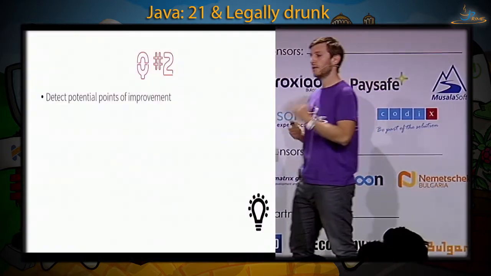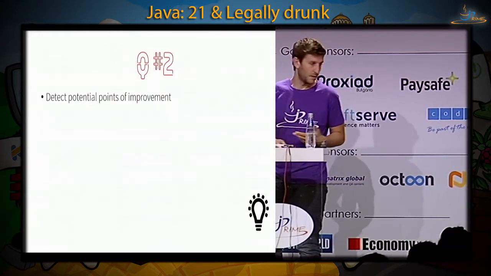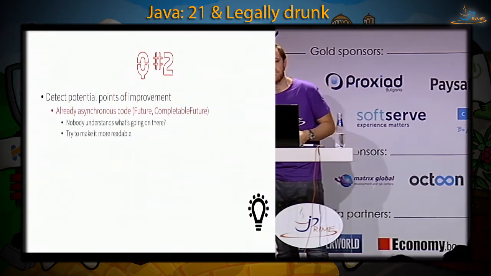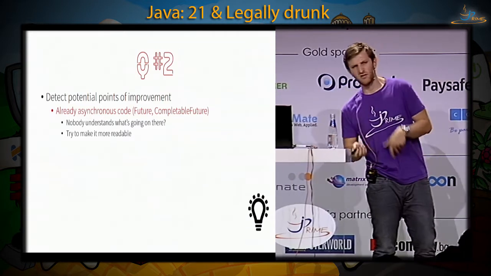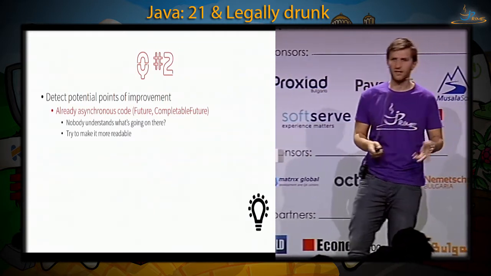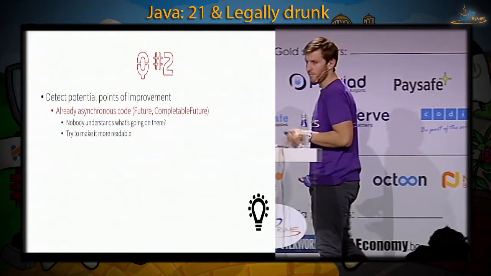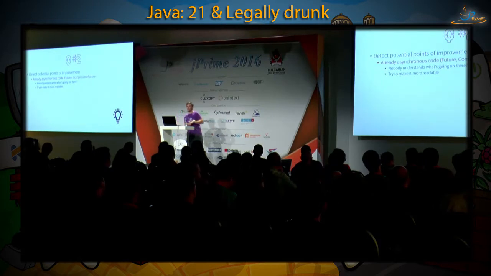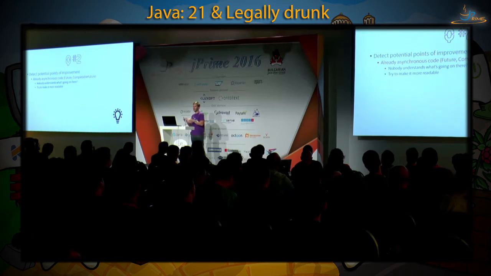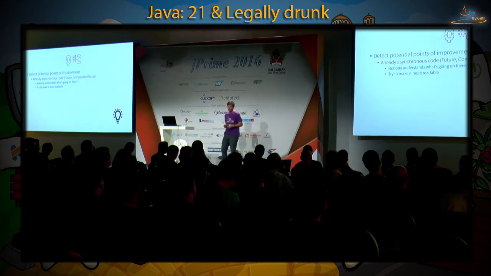And then you can start to detect potential points of improvement. So for example, maybe you have a part of code that is already asynchronous, you know, futures, completable futures, and stuff like that. If a project is old enough, each project has that part of code that is implemented asynchronously, but nobody actually understands what it means, and nobody wants to touch it. Well, maybe you can try and refactor it using RxJava.